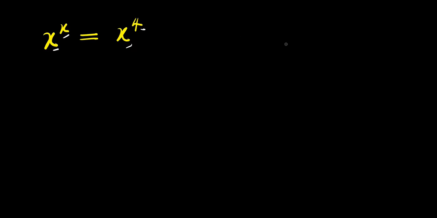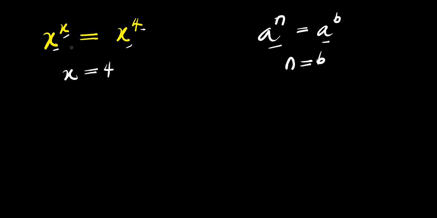Now, if you consider this identity, you have a^n = a^b. Since the bases are the same, you can compare the exponents. You have n = b. Applying the same here, you can have x = 4. But this is just one of the solutions.